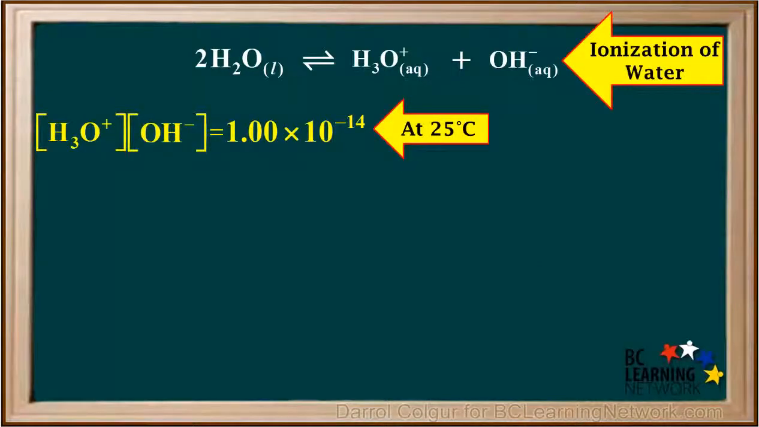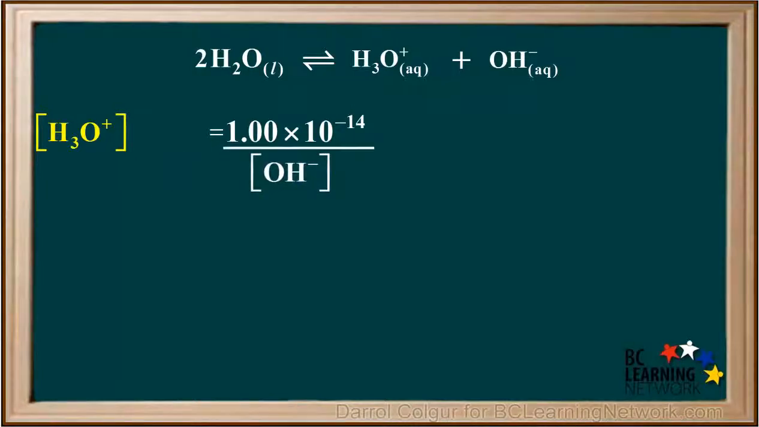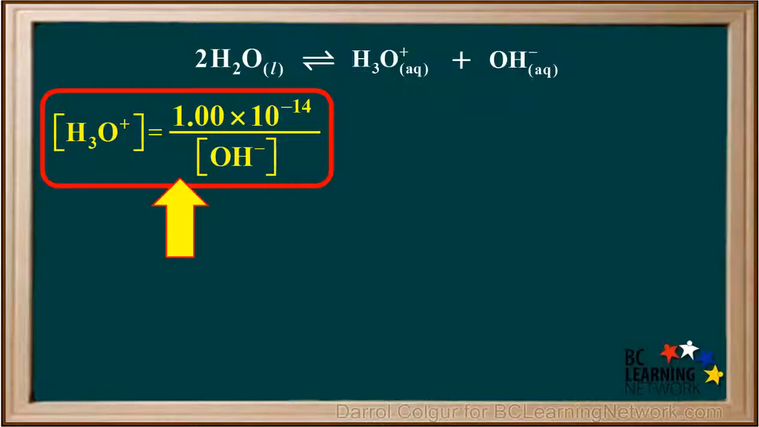Knowing the equation for the ionization of water and the fact that the concentration of hydronium times the concentration of hydroxide is 1 times 10 to the negative 14th at 25 degrees, we can find the hydronium ion concentration in any aqueous solution if we know the hydroxide ion concentration by rearranging this equation to solve for the concentration of H3O+. We divide both sides by the concentration of OH- and tidy up. And we get this equation.